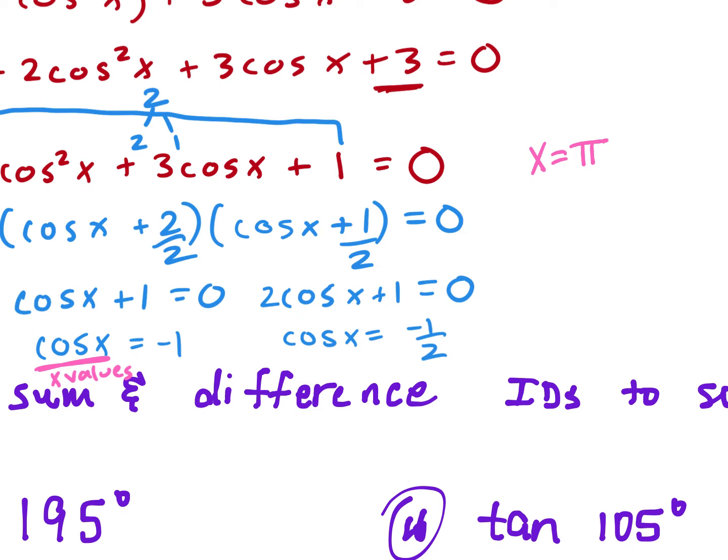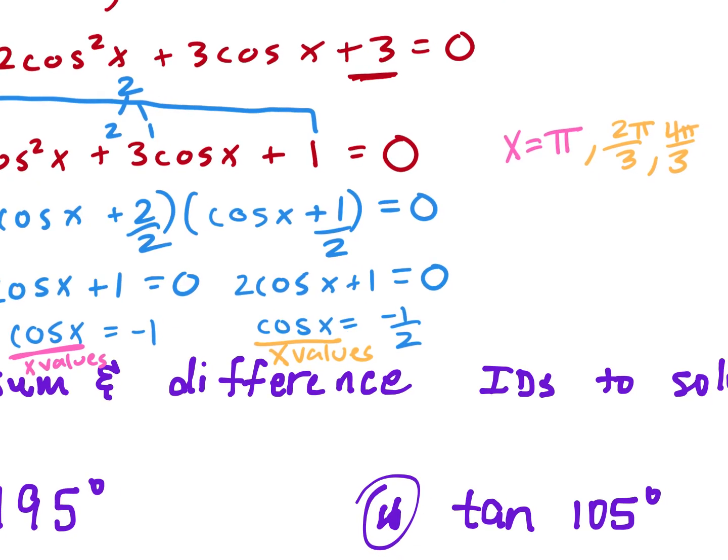And then do the same thing for the second equation. Cosine tells me I look at the x values. So where are my x values on my unit circle? -1/2. 2 pi over 3, 4 pi over 3. So these are my answers.